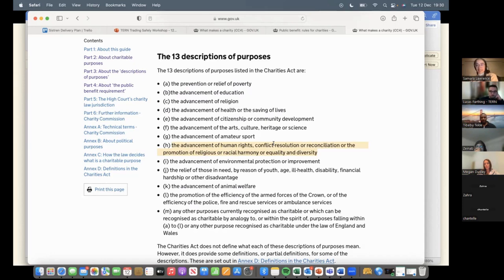And then in the application, it asks you where you're operating and where the people you're supporting are based. And you would say they're based in Ethiopia in that application.